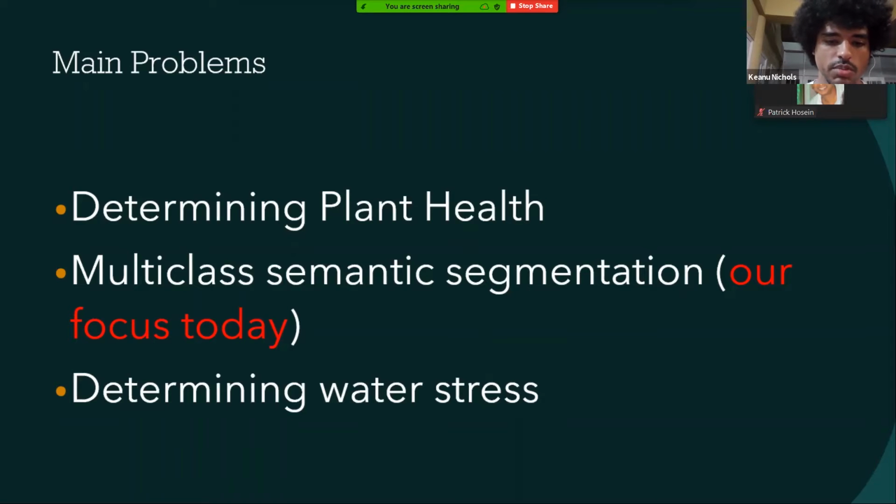And the other one is determining water stress. That is going to be done using water sensors: we're going to take readings from a farm and take aerial images as well, and try to determine the water stress of the particular farm. The first and third problems are their own separate problems, but we do plan to use similar models to the ones we're going to be discussing today for those other problems. But right, let's get into what our focus is today.